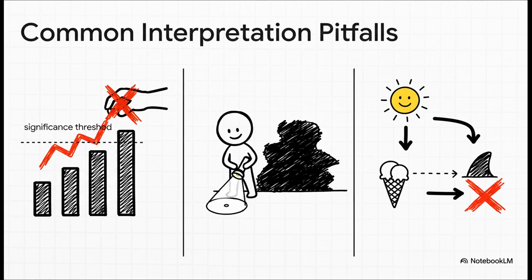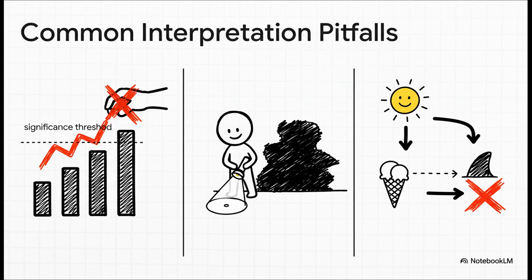First, the trend fallacy. Oh, it's so tempting to see a p-value of 0.07 and call it a trend towards significance. It's meaningless. The result is not significant. End of story. Second, misinterpreting a non-significant result.